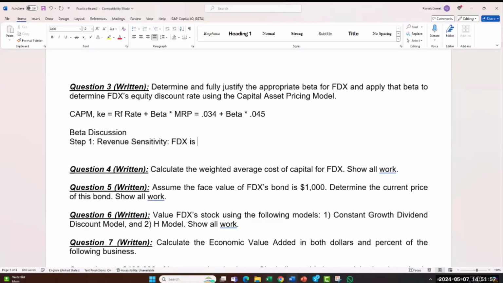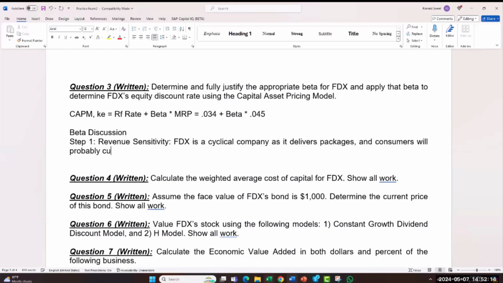So I'm going to say it is a cyclical company as it delivers packages and consumers will probably cut back on spending during the recession. Something like that, just to show that you know what a cyclical company is. So cyclical, it's manufacturing, it's heavy equipment, it's travel and leisure, consumer discretionary. Defensive, it's the Walmarts and grocery stores and utilities. So it just depends on that.